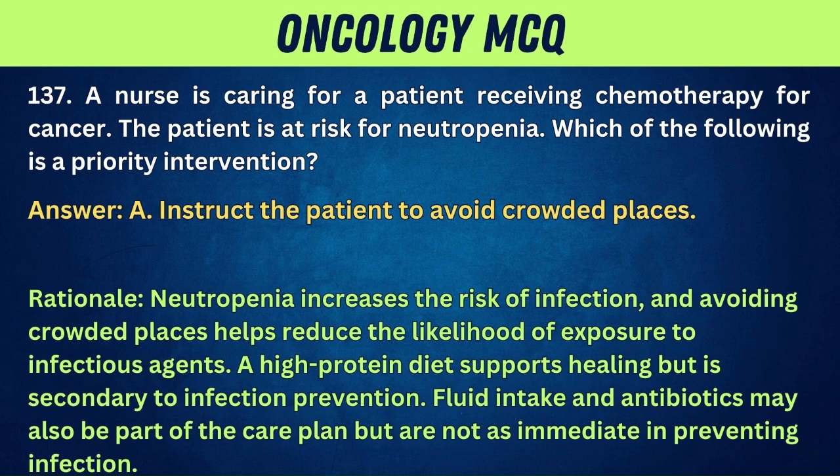Answer: A. Instruct the patient to avoid crowded places. Rationale: neutropenia increases the risk of infection, and avoiding crowded places helps reduce the likelihood of exposure to infectious agents. A high-protein diet supports healing, but is secondary to infection prevention. Fluid intake and antibiotics may also be part of the care plan, but are not as immediate in preventing infection.